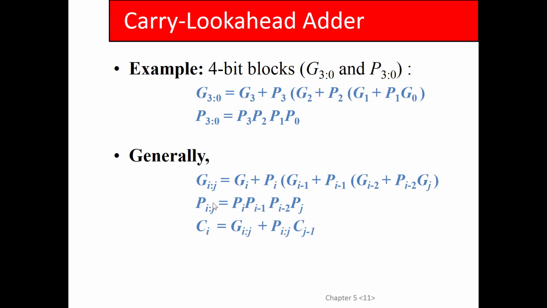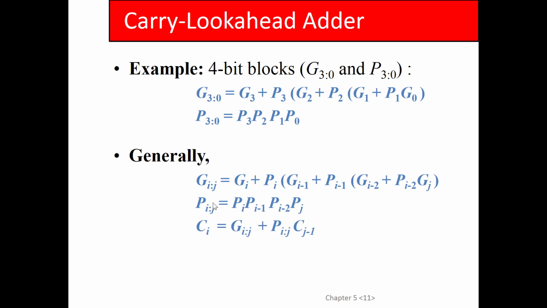So generate 3 down to 0 starts out by saying generate 3. Well, that's simple. If the most significant bit of my group generates, then the whole group generates, right? Or if I propagate 3 and I generate 2, or if I propagate 3 and I propagate 2 and then generate 1, or if I propagate 3, propagate 2, propagate 1, and generate 0. Sorry, that's generate 0. That's not the previous block. That's the least significant bit's generate. Sorry.